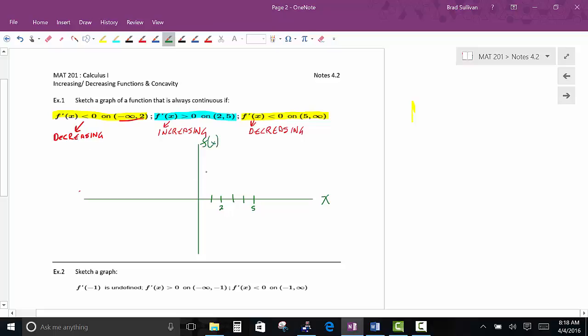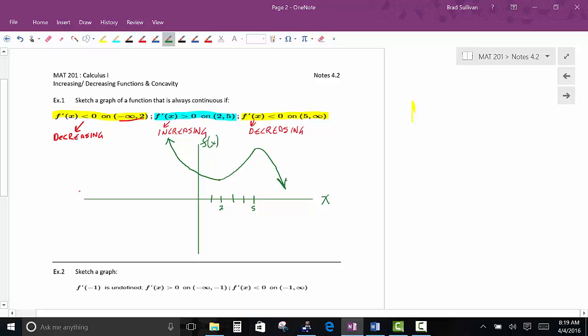When we're less than 2, the function is going to be decreasing. So draw something however you want, just make sure it's always decreasing until you get to 2. Then from 2 to 5, the function is going to start increasing again, so we make the function turn around and do something like this. Once it gets past 5, the function decreases again. That's just one example of what that function would look like.